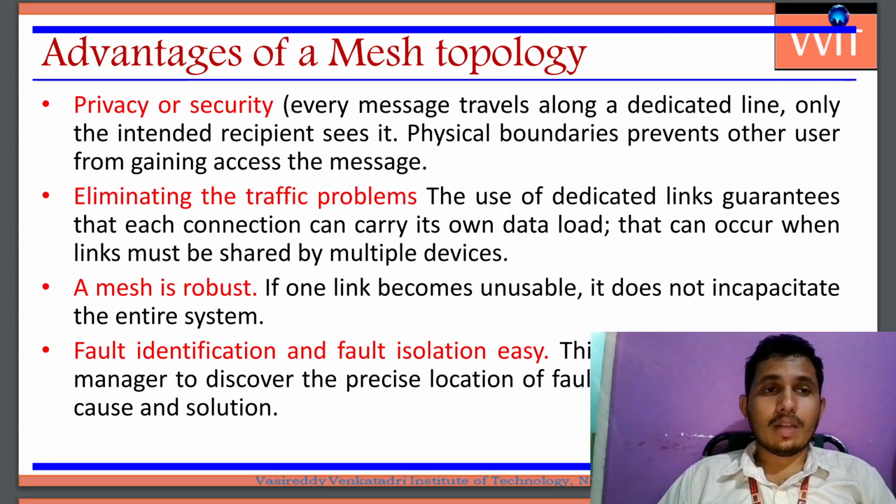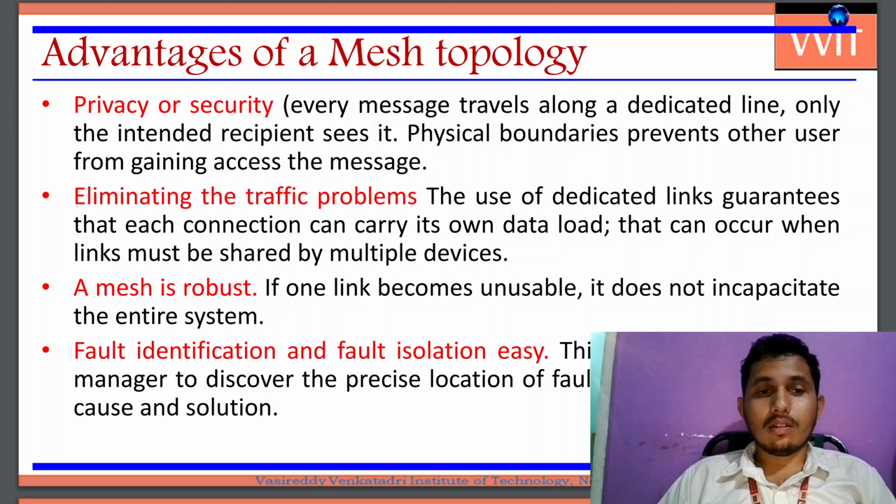Advantages of mesh topology. Privacy or security. Every message travels along a dedicated line. Only the intended recipient sees it. Physical boundaries prevent other users from gaining access to the message. The use of dedicated links guarantees that each connection can carry its own data load, eliminating the traffic problems that can occur when links must be shared by multiple devices.